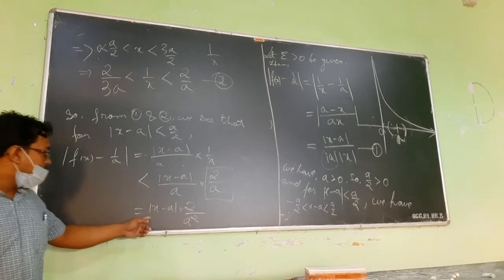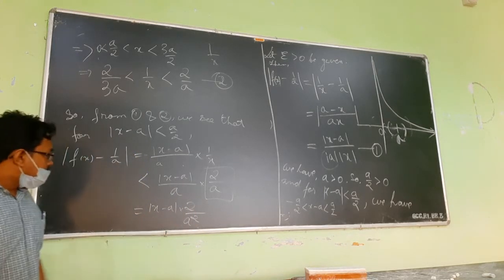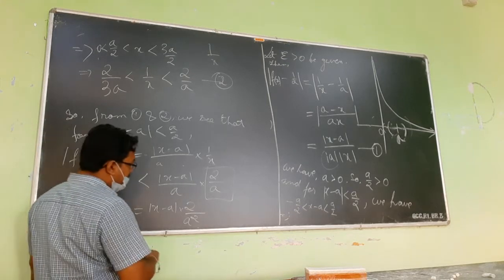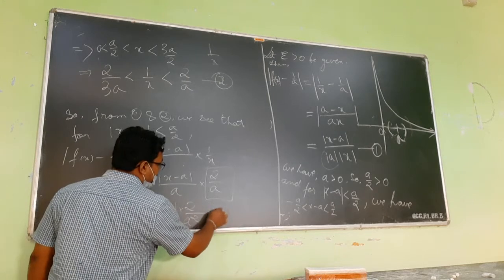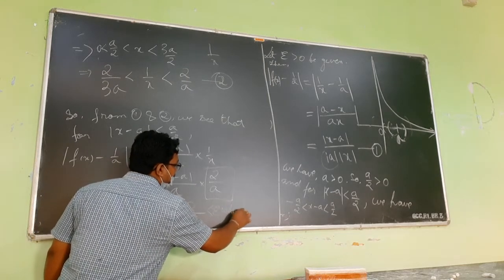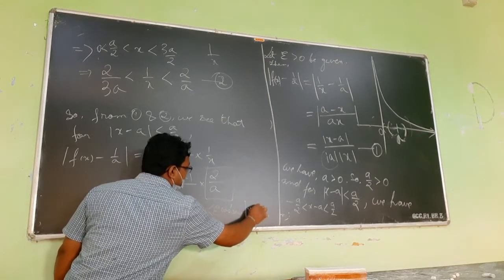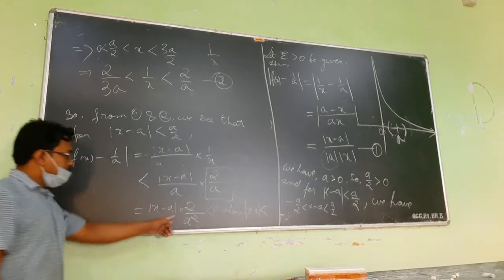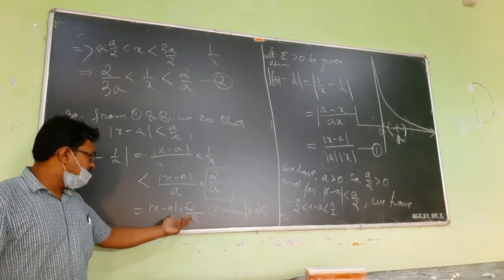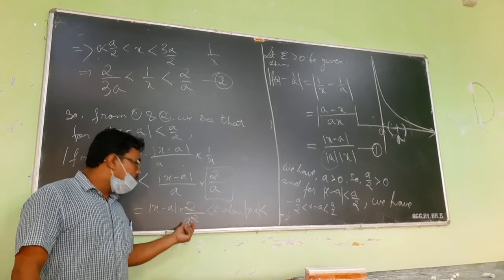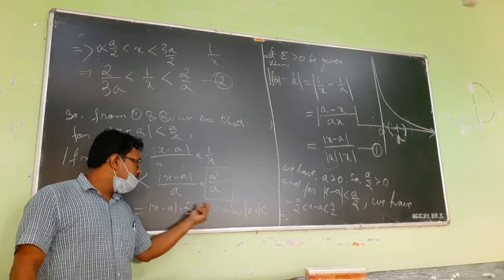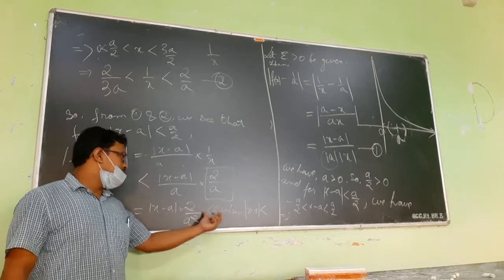And can I make it less than epsilon? This will be less than epsilon whenever mod of x minus a is less than what? Quite simple: a square epsilon by 2. This quantity is less than epsilon.